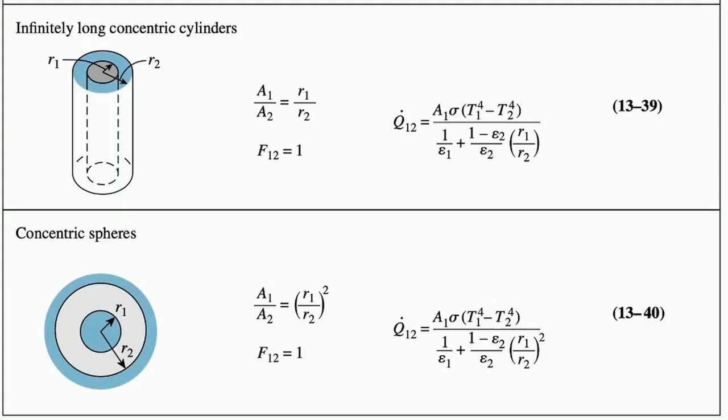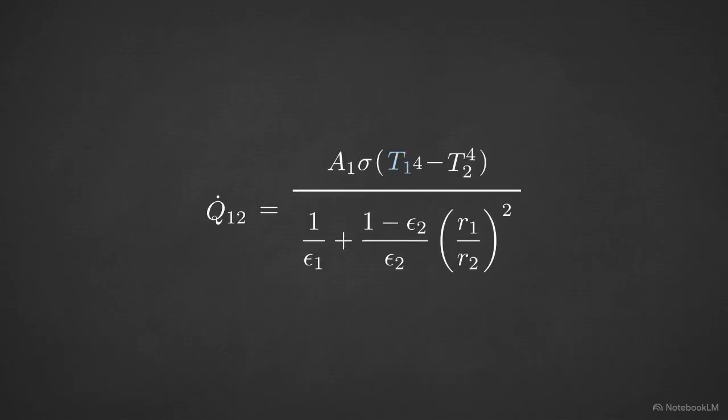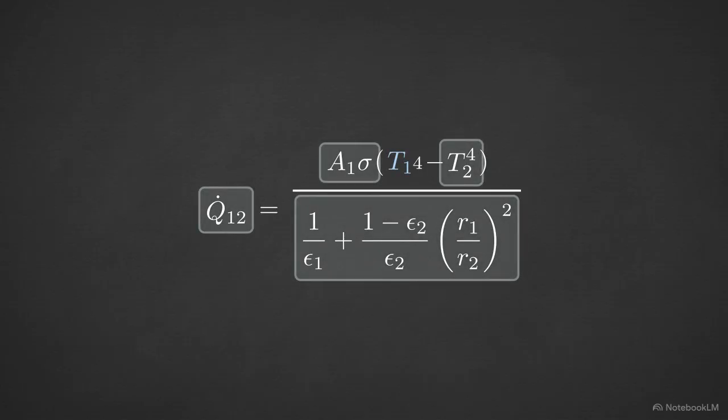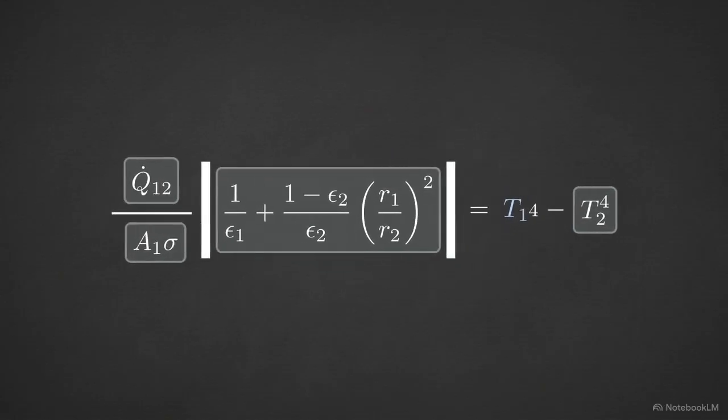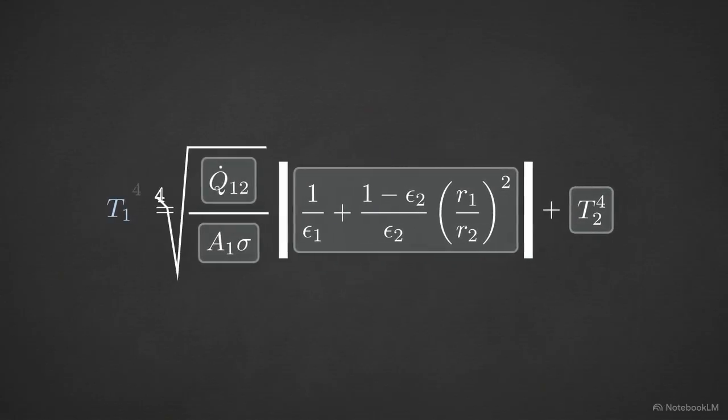Consider a scenario involving concentric spheres, where the net heat transfer rate is known, but we need to find an unknown surface temperature. First, plug the known variables into the equation for spheres. Next, isolate the temperature term, and then calculate the fourth root to find the final temperature value.